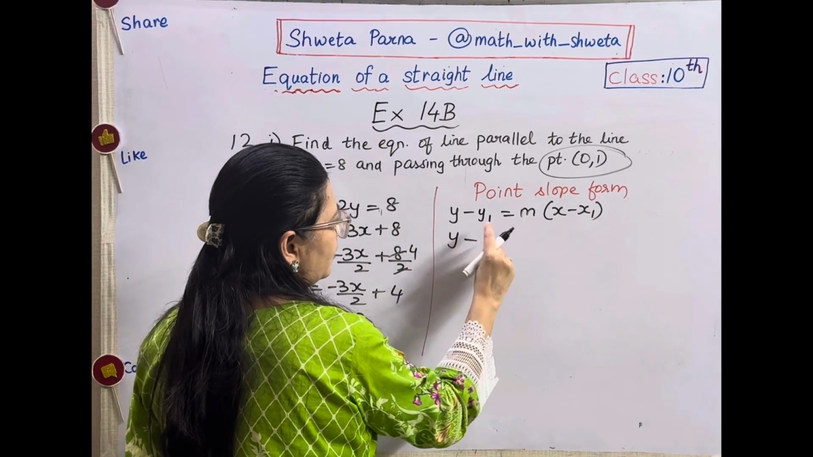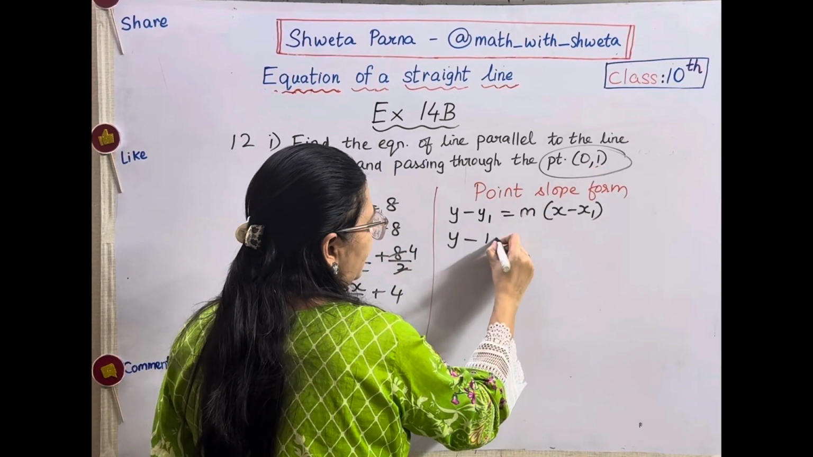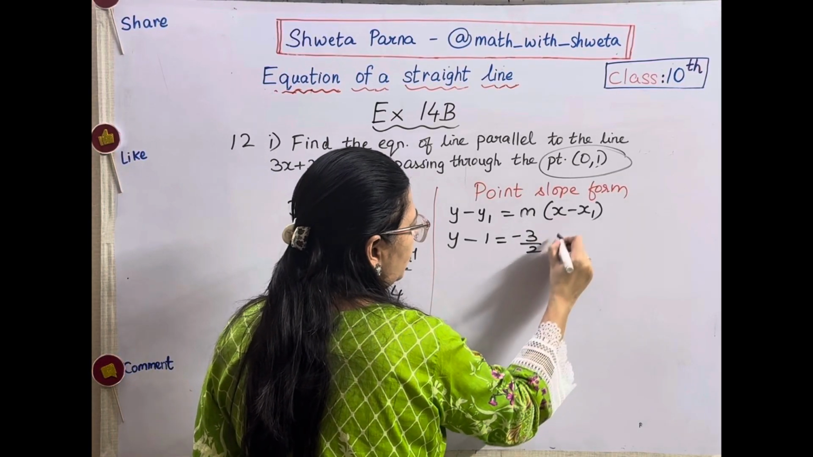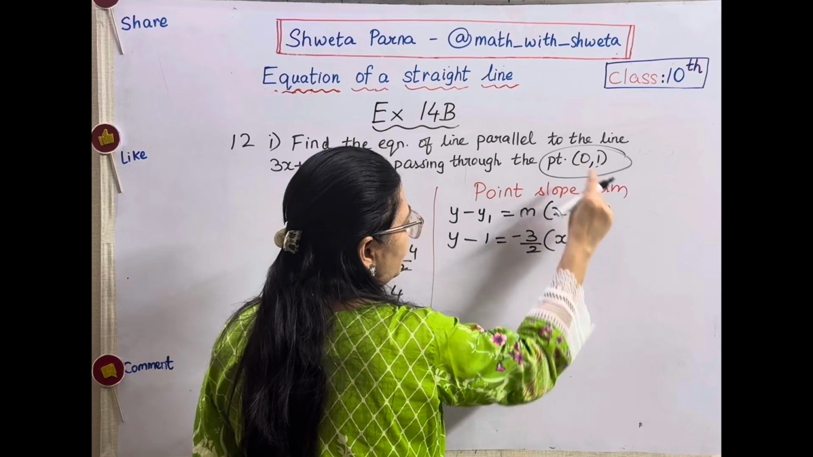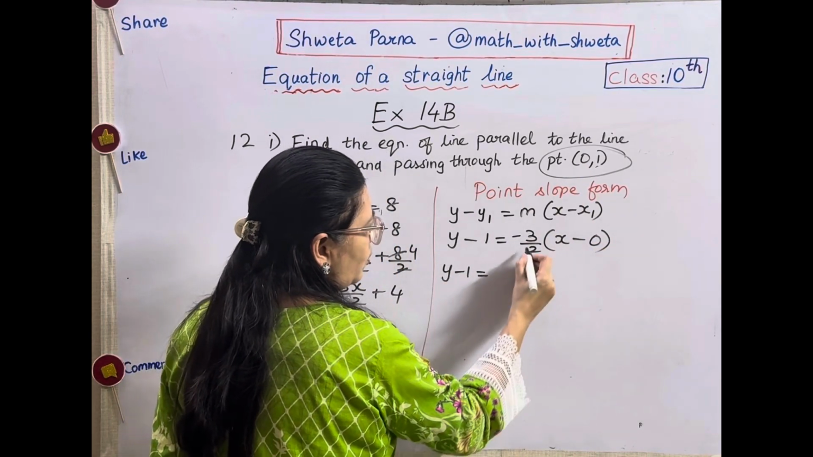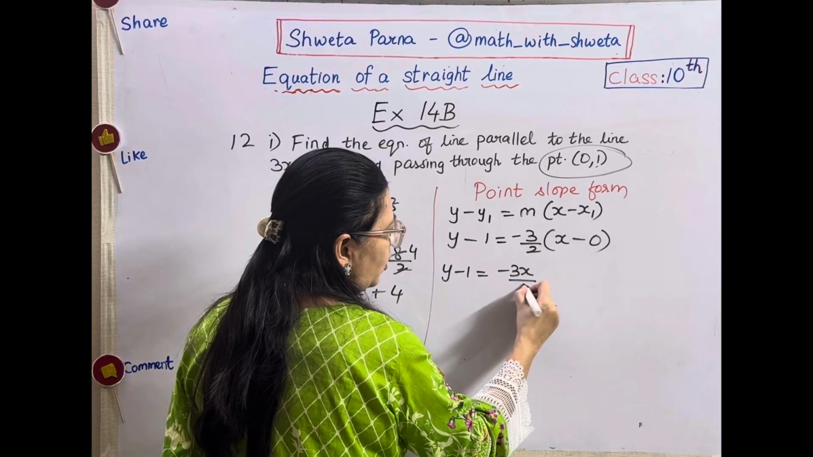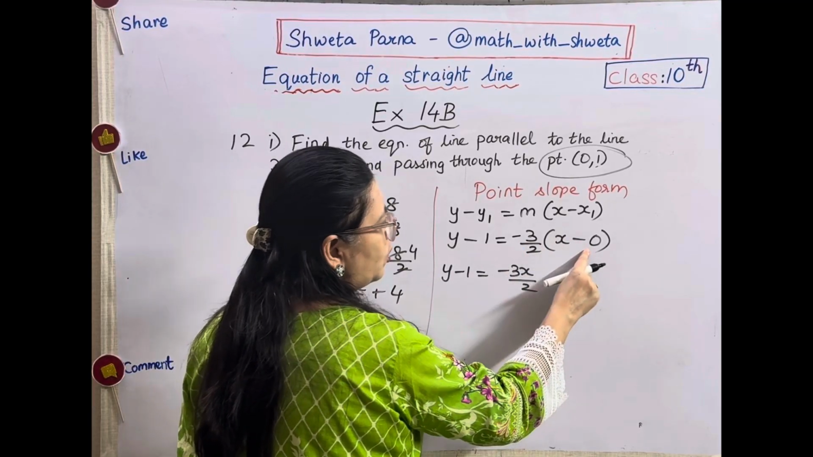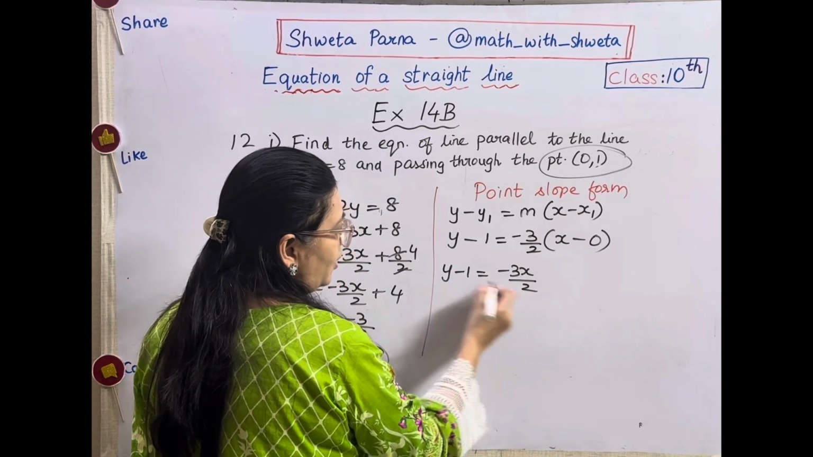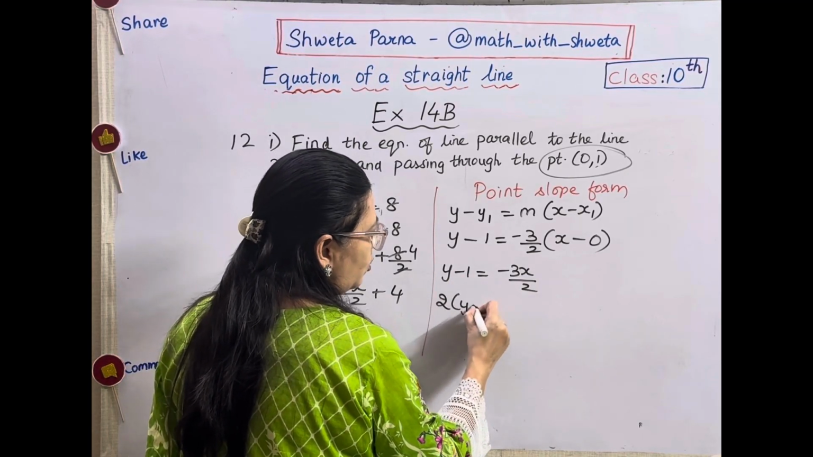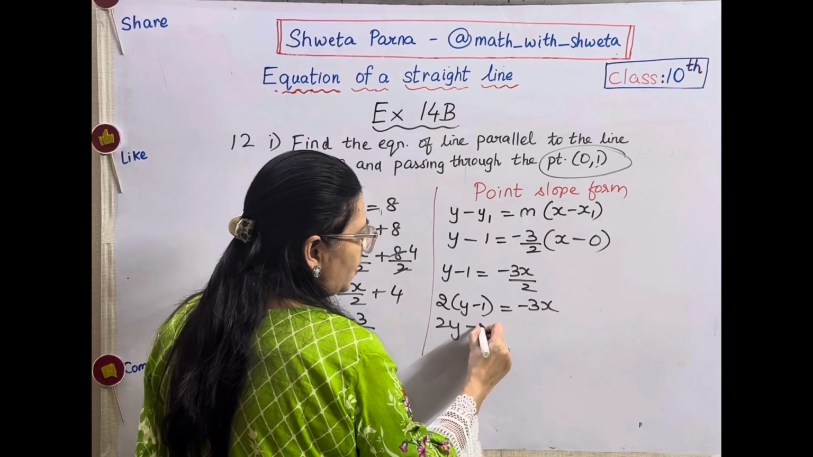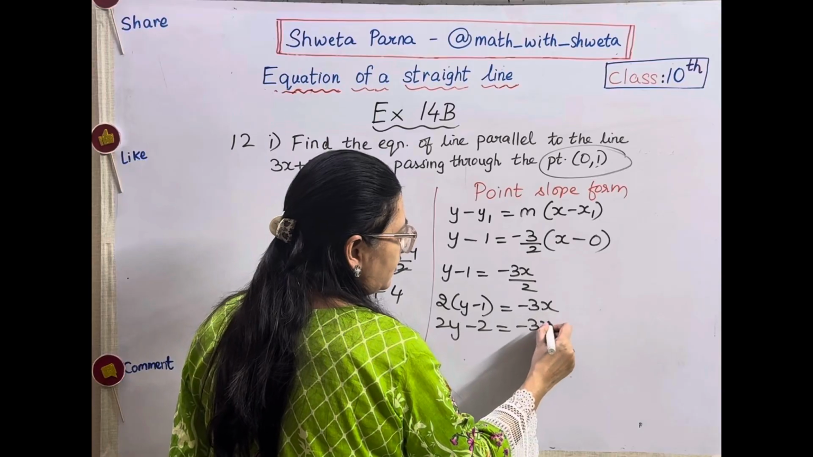So y minus y1, which is 1, is equal to m, the slope, which is minus 3 upon 2, into x minus x1, which is 0. Okay. So y minus 1 is equal to minus 3x upon 2, since minus 3 upon 2 into x minus 0 is just minus 3x upon 2. Now let's do cross multiplication. 2 into y minus 1 is equal to minus 3x. 2y minus 2 is equal to minus 3x.